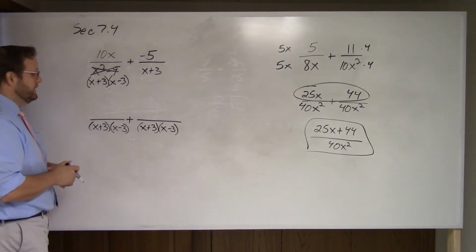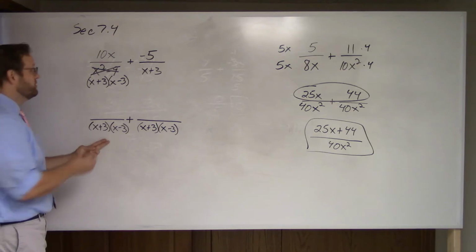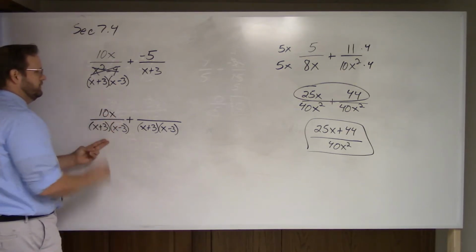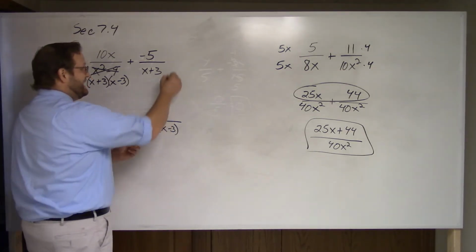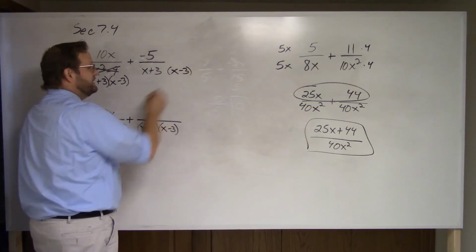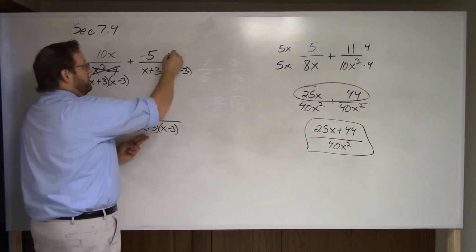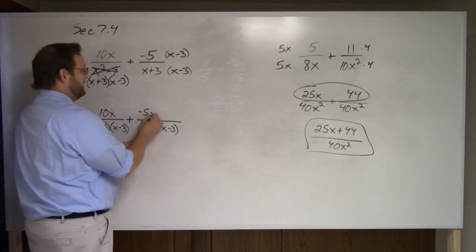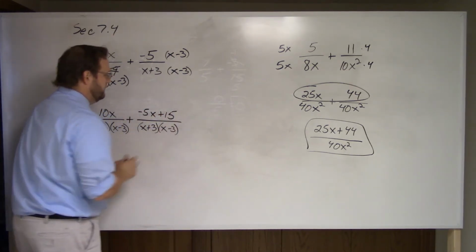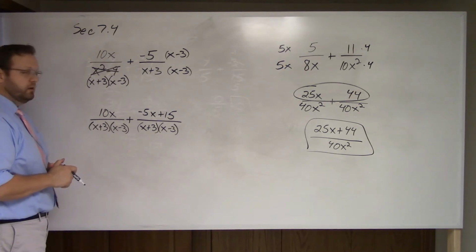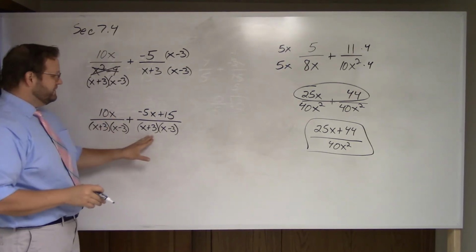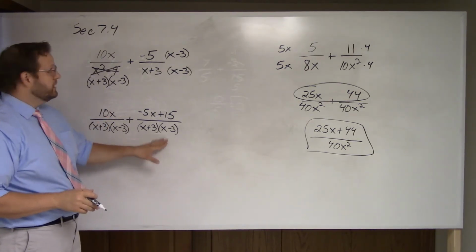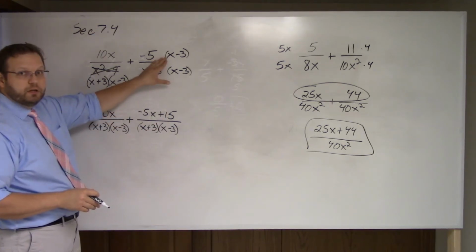Okay? Now the first fraction already has that, so I'm just going to bring that 10x down. This one is missing the x minus 3, so I'm going to throw that in the denominator. But if I throw it in the bottom, I throw it in the top. And I got negative 5x plus 15. Okay? Now, notice I didn't distribute into this. I did distribute there. Okay?